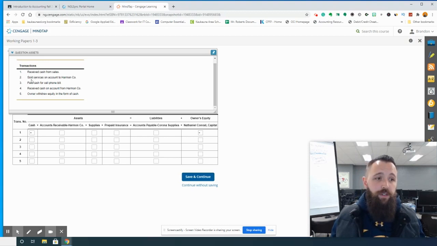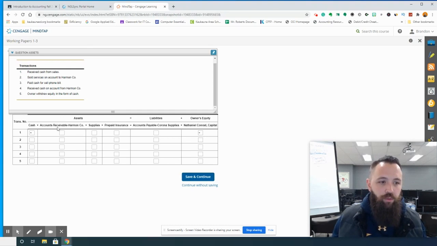So we sold services on account to Harman Company. This is still a revenue, just as we just discussed. Still a revenue, but it's a little bit different because now we're going to use accounts receivable. Somebody, Harman Company, owes us money. So it's going to increase here, our accounts receivable.